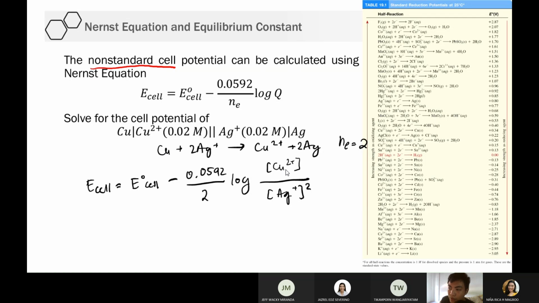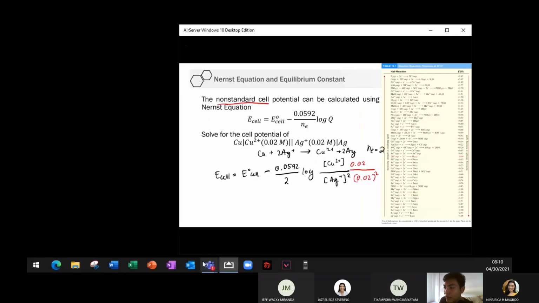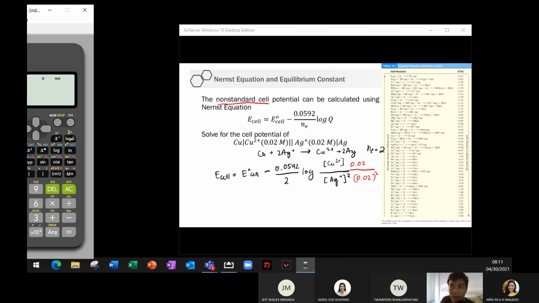Now, what's the concentration of copper? The concentration of copper, according to the equation, is 0.02. And then for silver ion, that's 0.02 squared. So let's plug this into our equation, knowing that copper is 0.02 and silver ion is 0.02 squared. Let me use my calculator here, so you will know what to type.